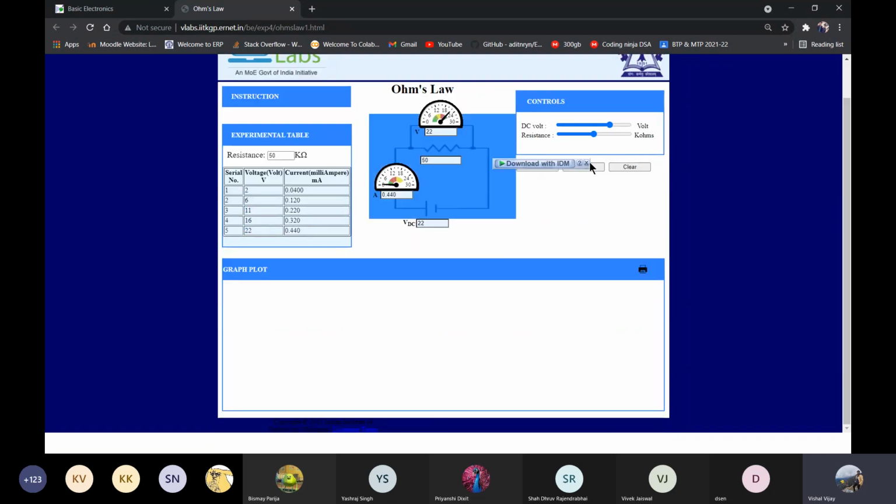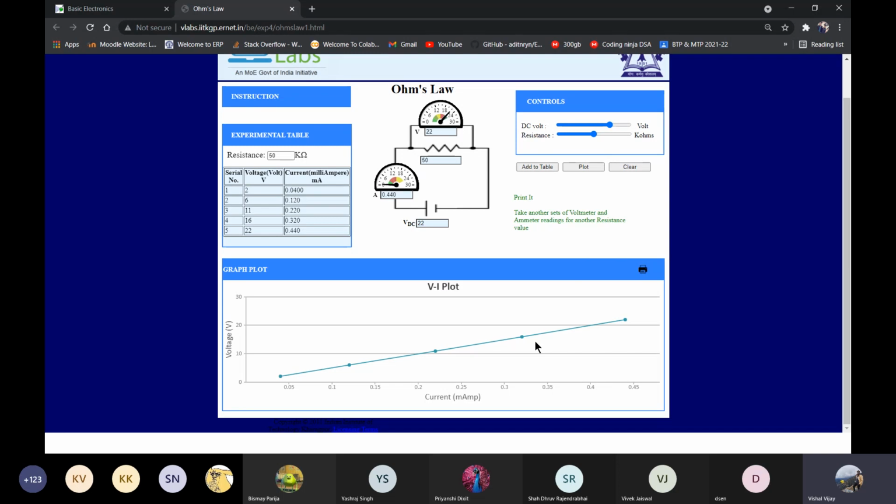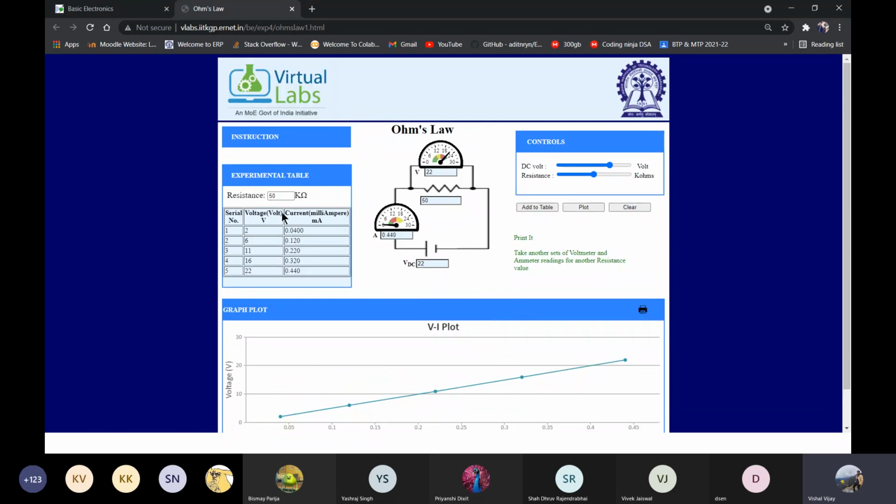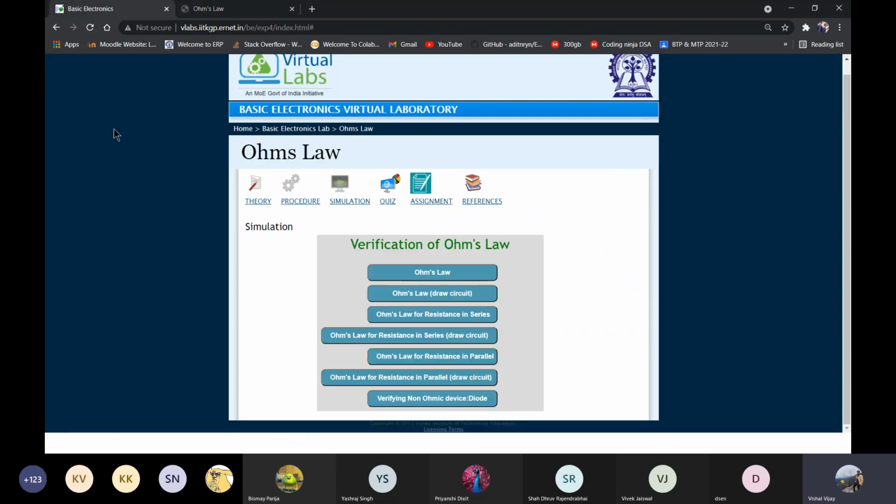And if you plot this, you will get a straight line. This straight line defines Ohm's law, that V is equal to IR, and that V is directly proportional to I. And that you can see in the graph. And the slope of this line is nothing but our resistance, that is 50 kilo ohms. All right. That is the first part of your experiment.